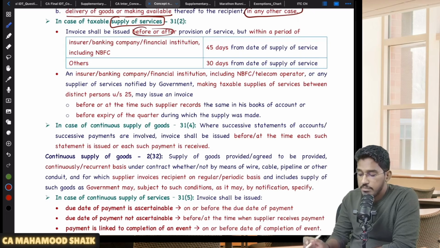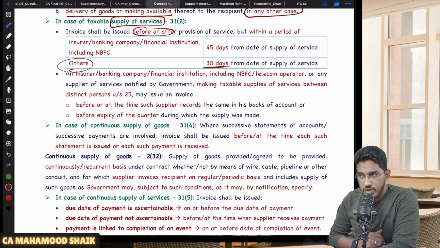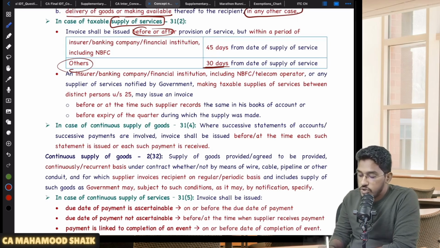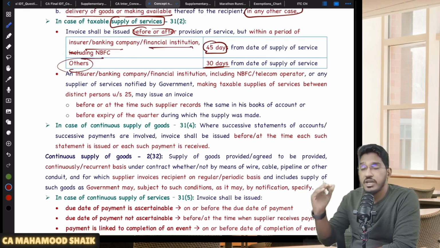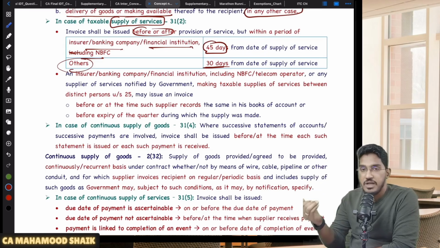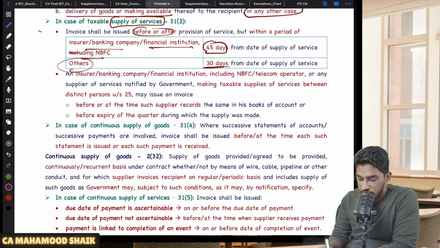The invoice shall be issued either before or after provision of service, but if you are a normal person, you are required to give the invoice maximum within 30 days from the date of supply of service. In case of normal suppliers like you and me, if we are providing the supply of services, we have to issue the invoice within 30 days from the date of supply of services. Whereas in the case of an insurer, banking company, or financial institution, including NBFC, they can give the invoice within 45 days from the date of supply of the service. For normal people, within 30 days from the date of provision of the service. For insurer, banking company, financial institution, including NBFC, within 45 days. Okay, so this much you remember it.